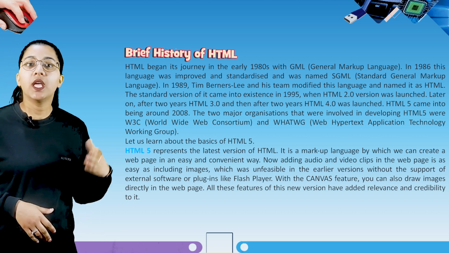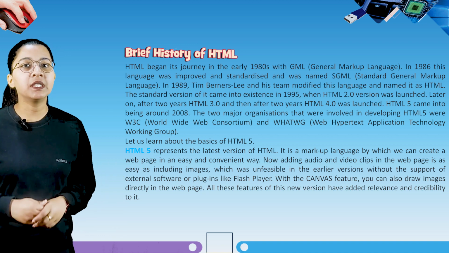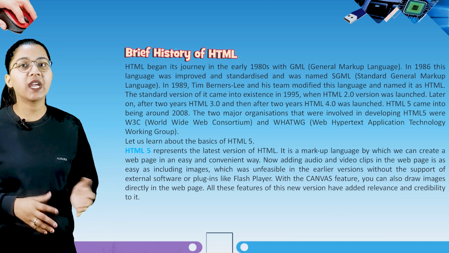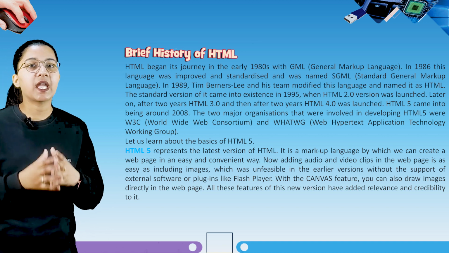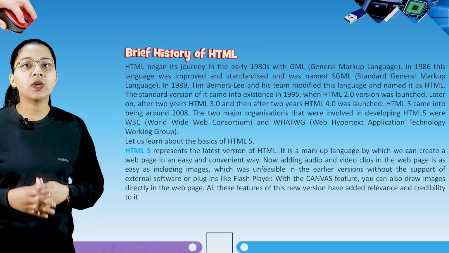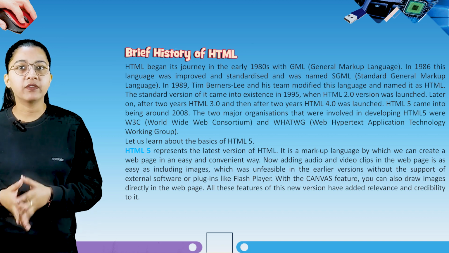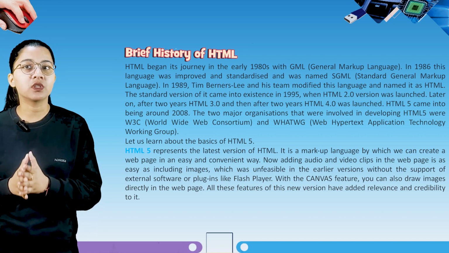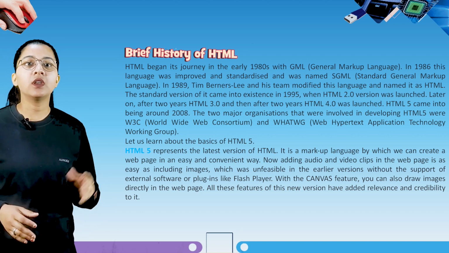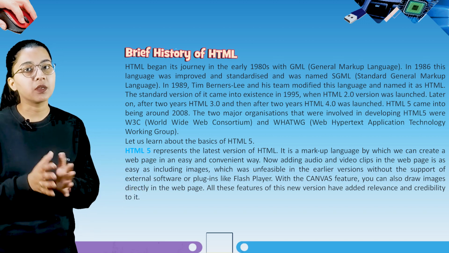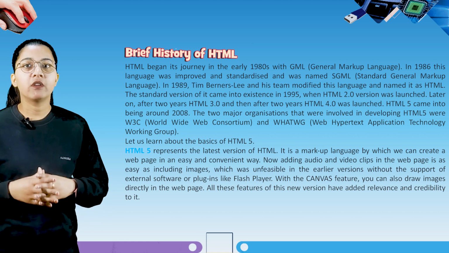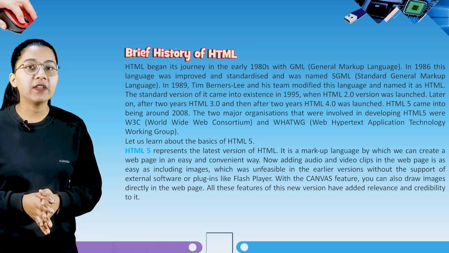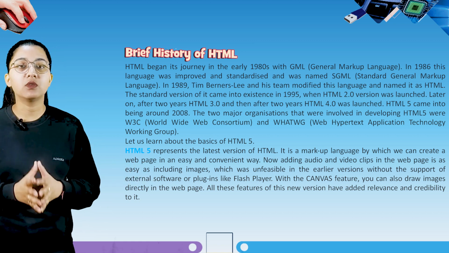In 1989, Tim Berners-Lee and his team modified this language and named it as HTML. The standard version of it came into existence in 1995 when HTML 2.0 version was launched. Later on, after 2 years, HTML 3.0 and then after 2 years, HTML 4.0 was launched. HTML5 came into being around 2008.